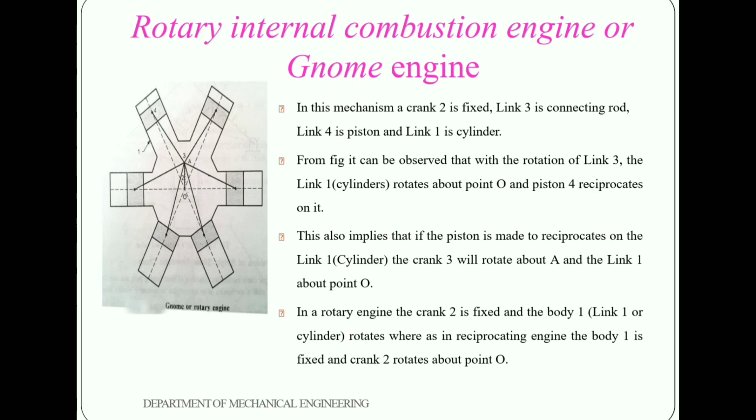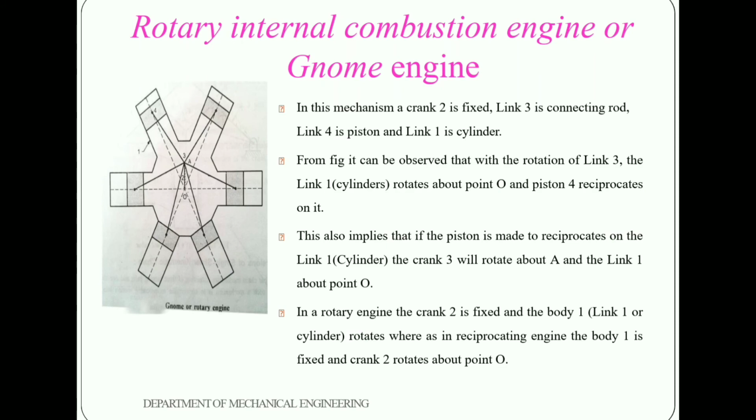Next one is the rotary internal combustion engine. In this mechanism, link 2 is fixed, link 3 is the connecting rod, link 4 is the piston and link 1 is the cylinder. From the figure, it can be observed that with the rotation of link 3, link 1 rotates about point O, and the piston 4 is reciprocating on it. This also implies that if the piston is made to reciprocate on link 1, link 3 will rotate about A and link 1 about O.